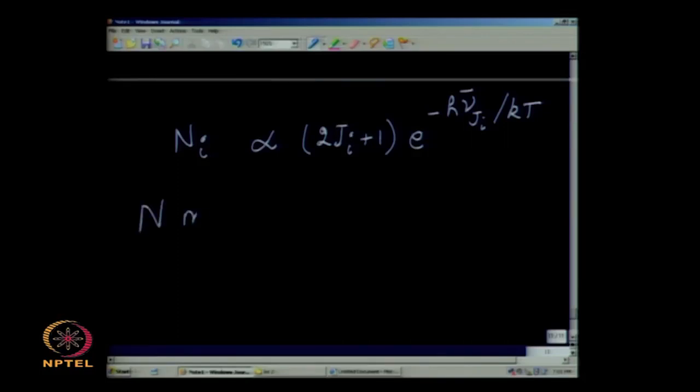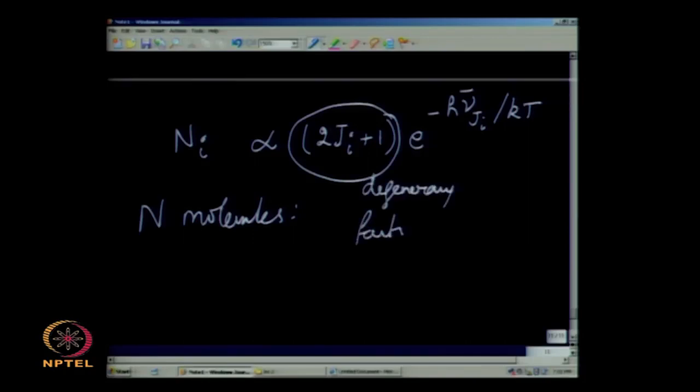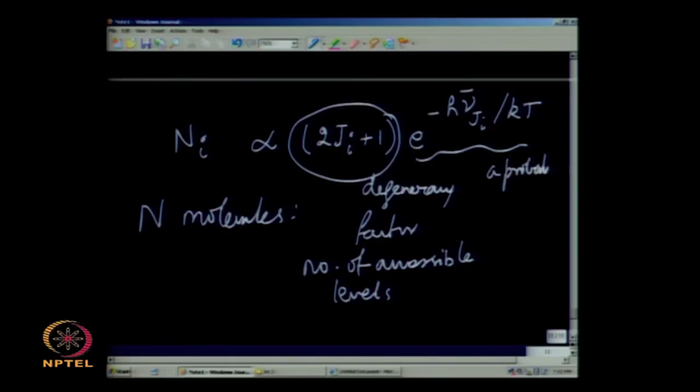If there is a total of n molecules in the system, and if there are various energy levels that the molecule can access, then the relative population of molecules in each of these levels i, corresponding to the quantum number J_i, is given by the product of a degeneracy factor, which is the number of accessible levels for each value of J, multiplied by a probability factor, which tells you the likelihood that the energy level will be occupied.